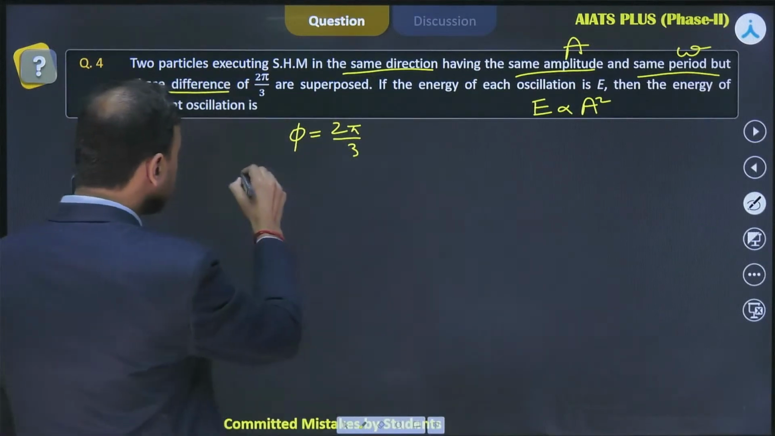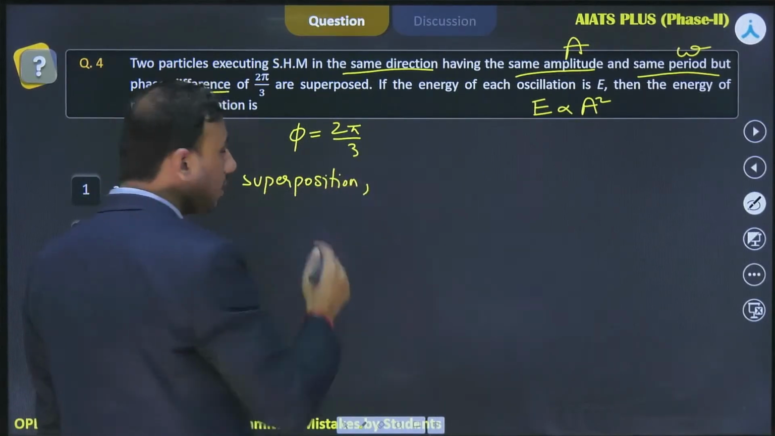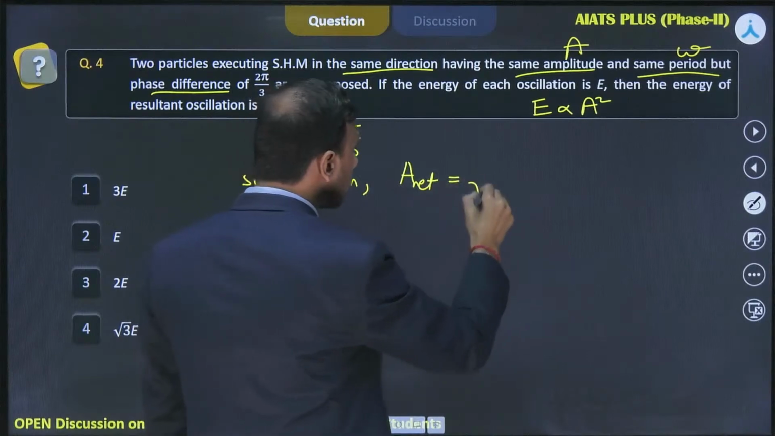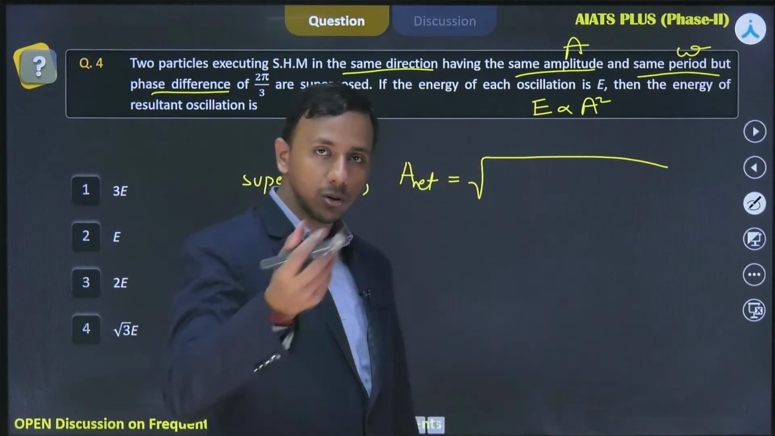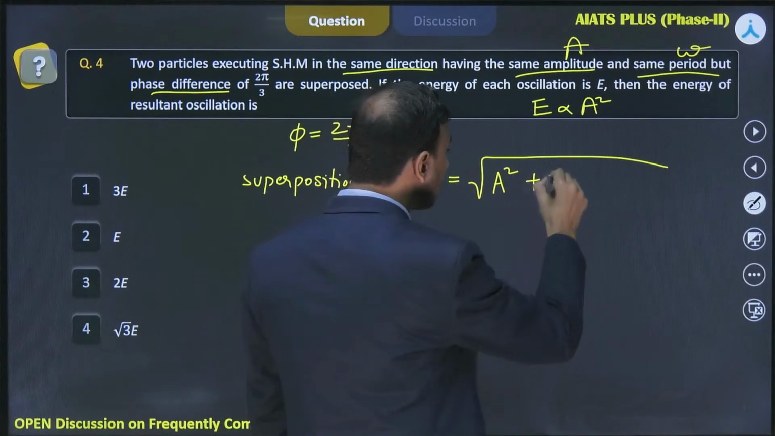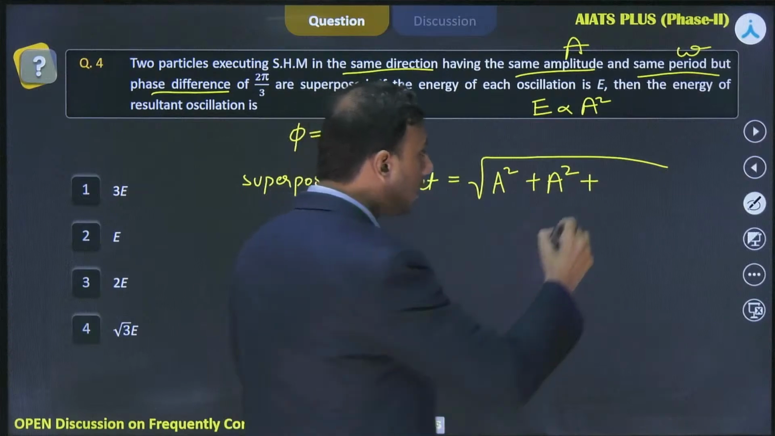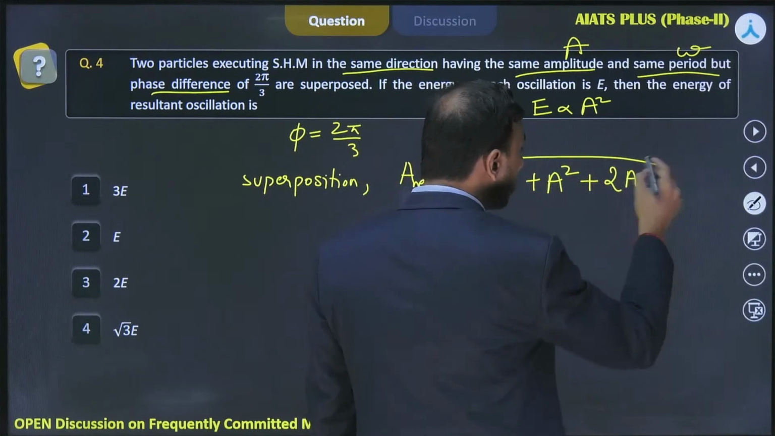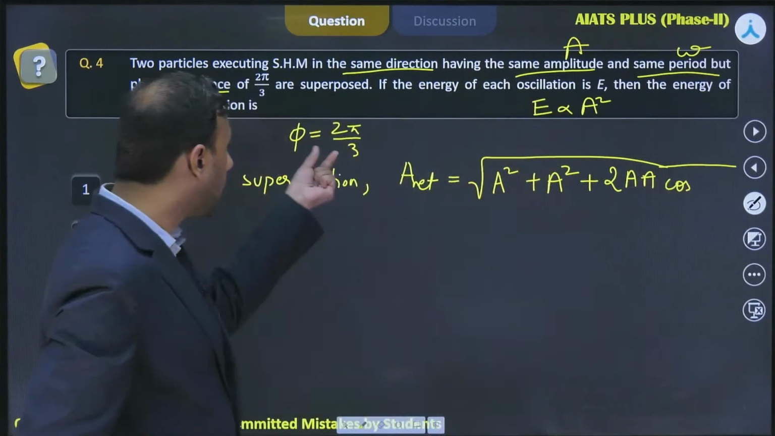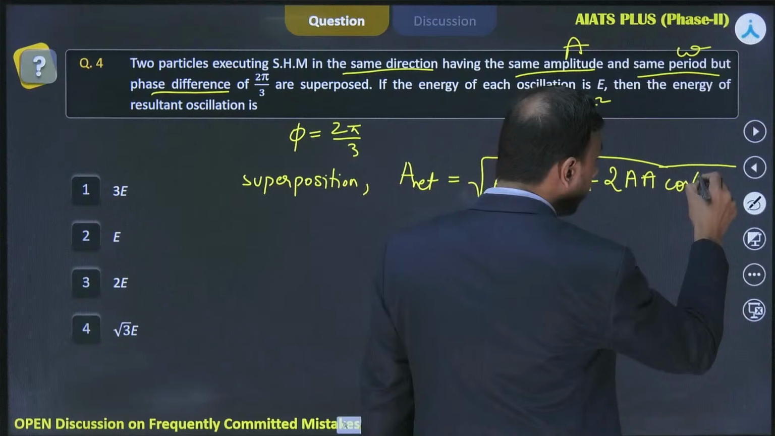So superposition takes place, and you have to find the resultant amplitude. How will we find the resultant amplitude? Remember, both have the same amplitude, A1 and A2 are equal to A only. So what we have to do: A1 square plus A2 square plus 2 A1 A2 cos phi. So 2 A1 into A2 cos phi. So what is cos phi? 2 pi by 3 is how much? 180 by 3 into 2. So it is 120 degrees.